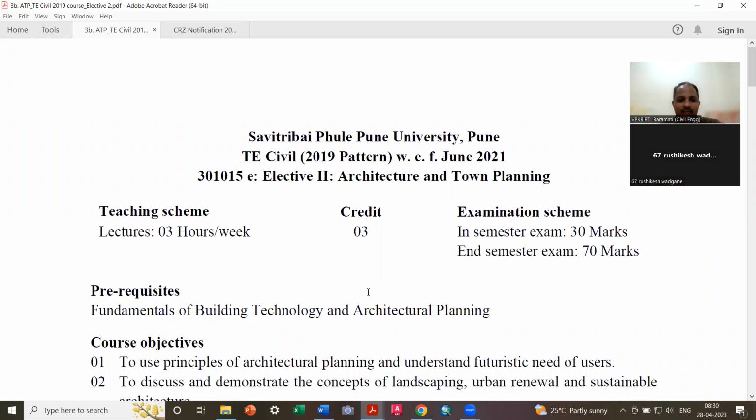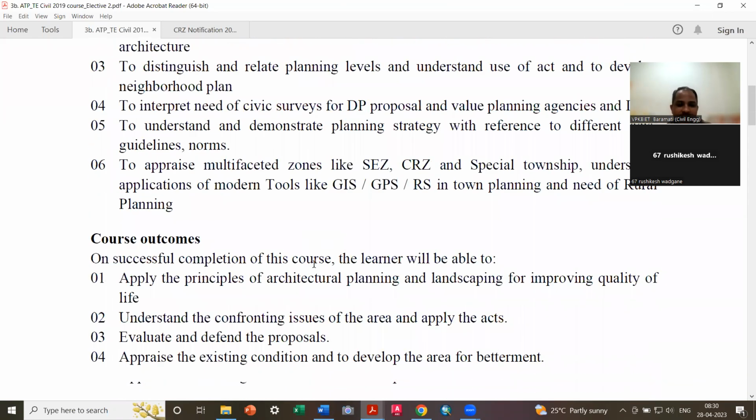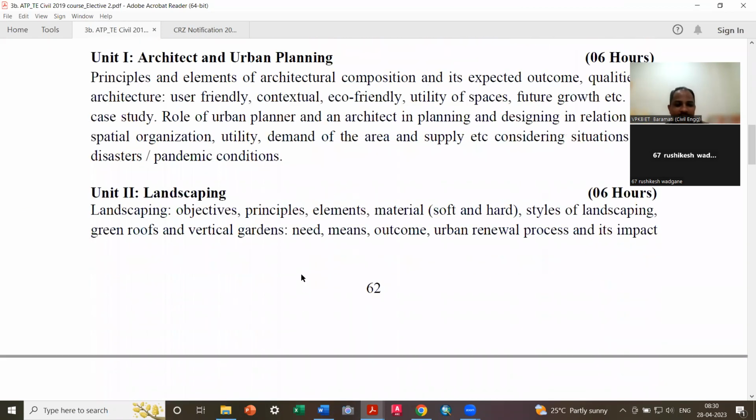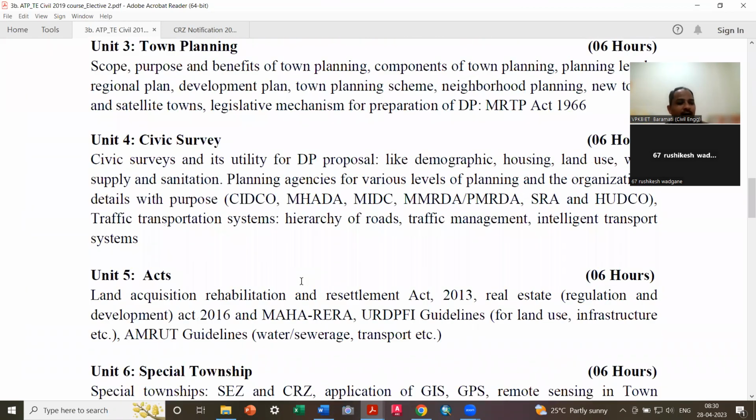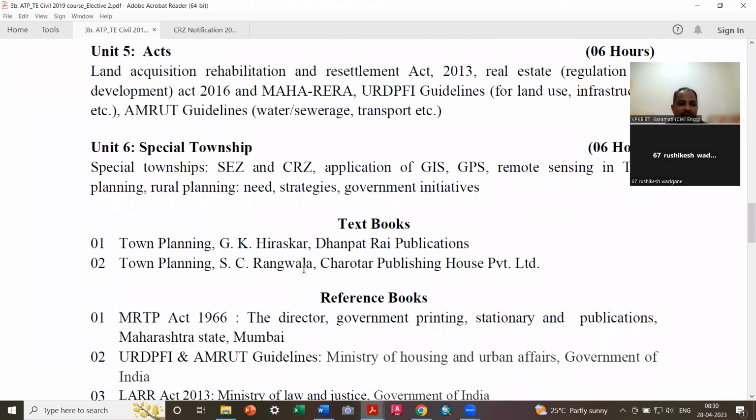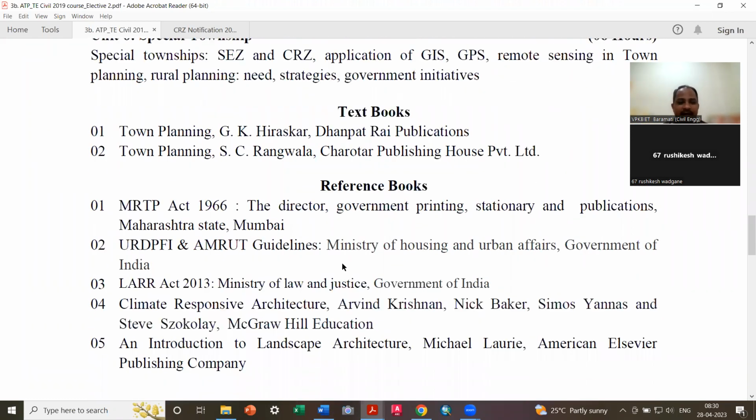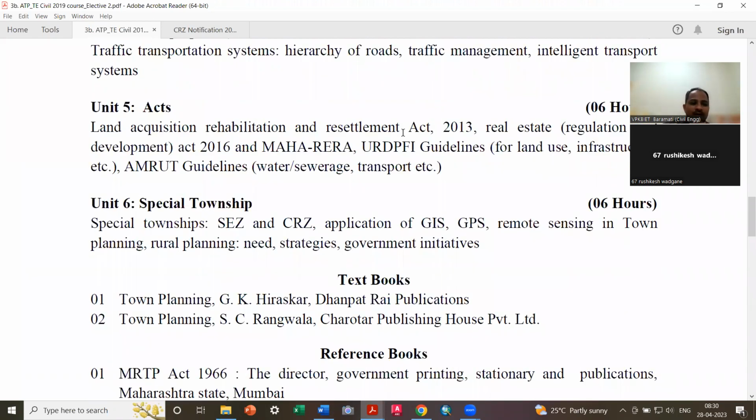Let us move further to our next topic, that is CRZ, Architecture and Town Planning, second semester of third year Civil Engineering, 2019 course. Yesterday we studied Special Township, then we will see SEZ, and now we will go through the CRZ concept. So basically, what is CRZ?